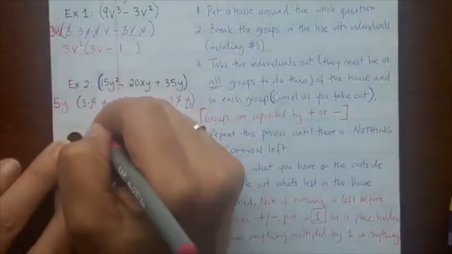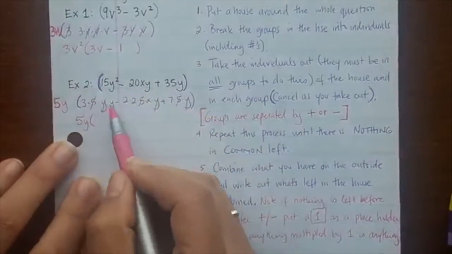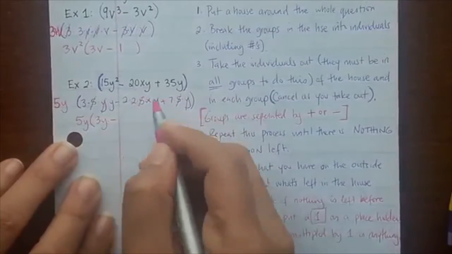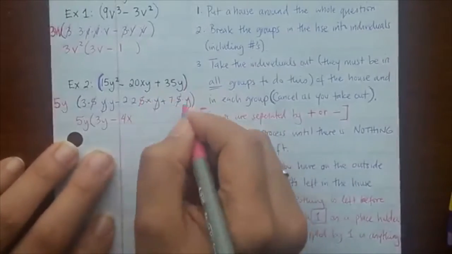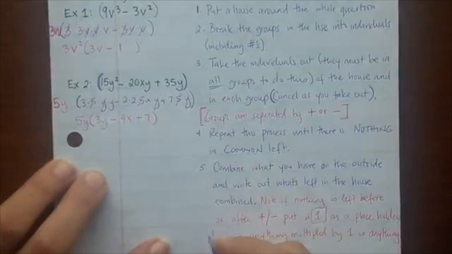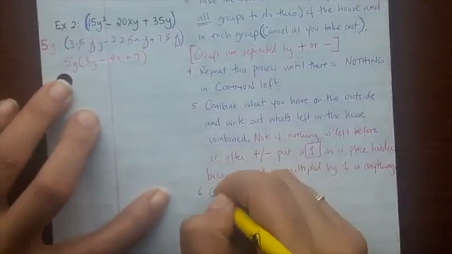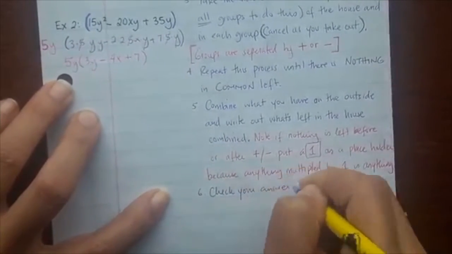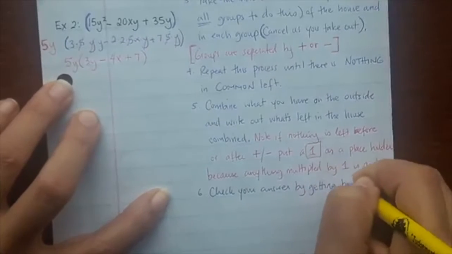Alright, then combine what you have on the outside and write what's left on the inside combined. So I have 5y on the outside, inside I have 3y, then I have 4xy plus 7y. I'm going to add one more step. Check your answer by getting back into the house, just to make sure that you didn't make something up.